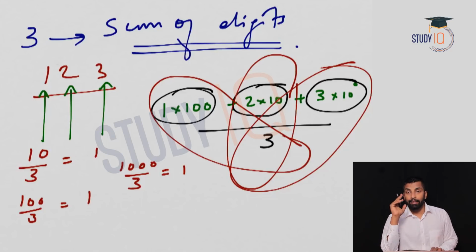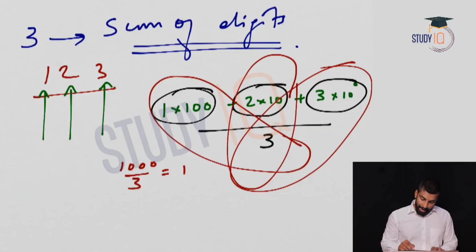If that is the case, 10 raised to 4 divided by 3 is also remainder 1 because 9999 is a multiple of 3. 10 raised to 5 divided by 3 is also remainder 1. So for that matter, any power of 10 you take, you divide by 3, you will get remainder 1.